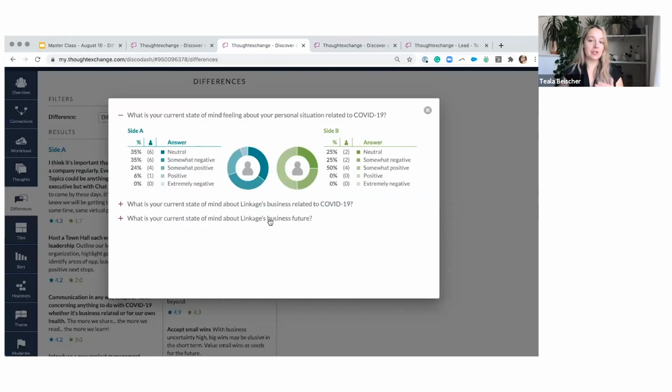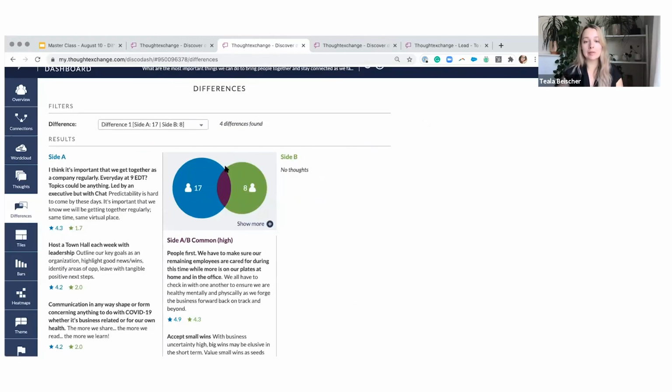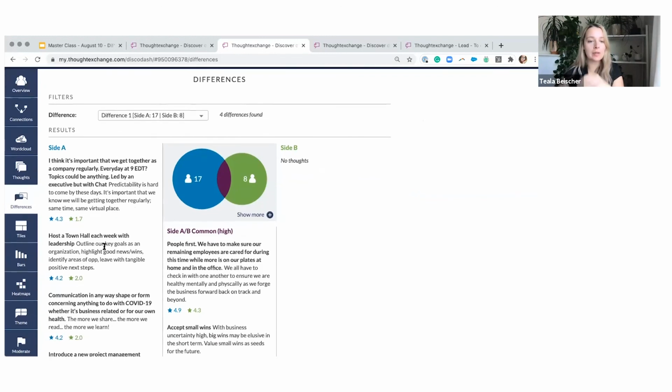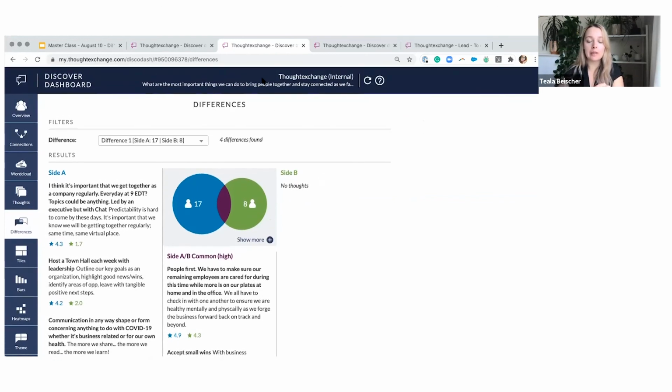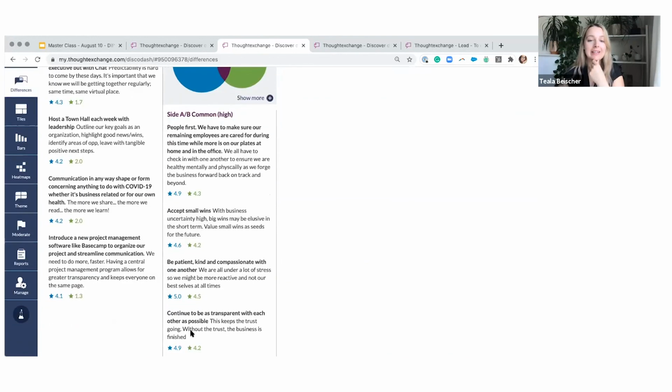And if I look here into my show more, what I can see are a couple of different opportunities for who composes those groups. And so you can see here we have the opportunity of getting together regularly every day, with something that people were disagreeing about: how often to do town halls, what does communication look like. And then the area where people came together in this exchange, thinking about what are the important things that we can do to stay connected as we work through COVID-19, was thinking about people first, accepting small wins, being patient, kind, and compassionate, and continuing to be transparent with each other as much as possible.